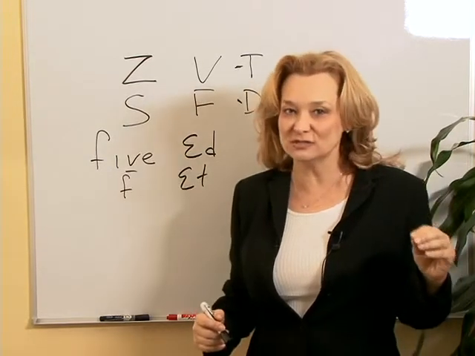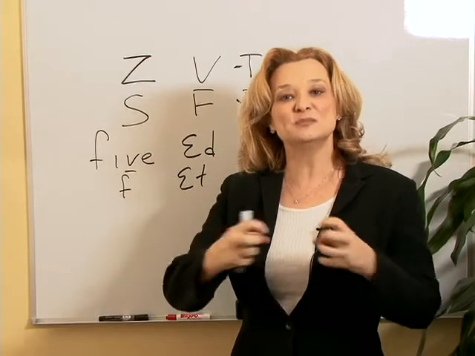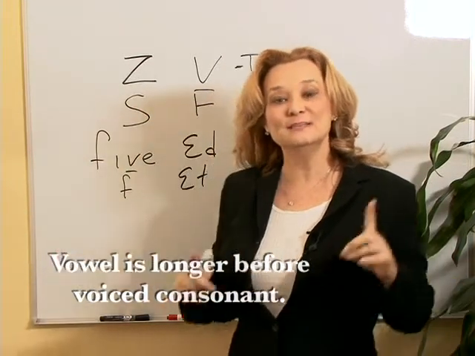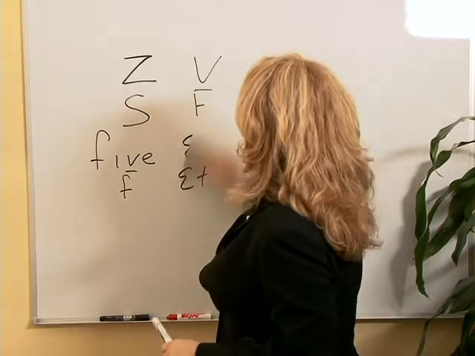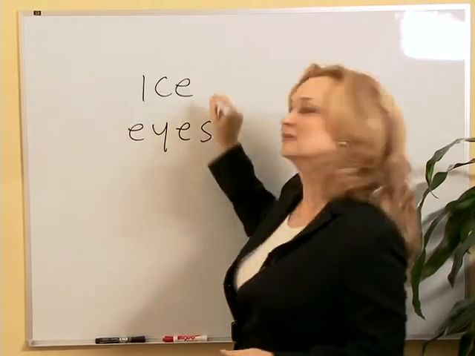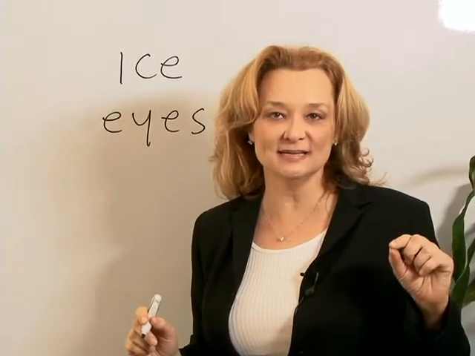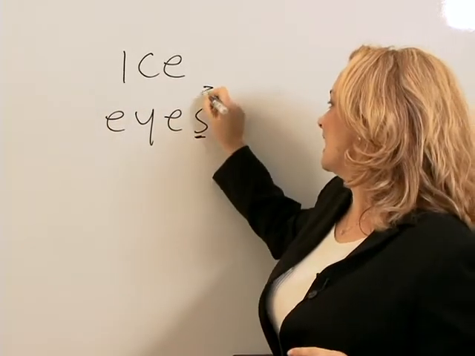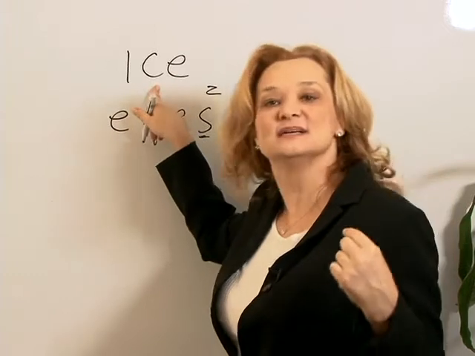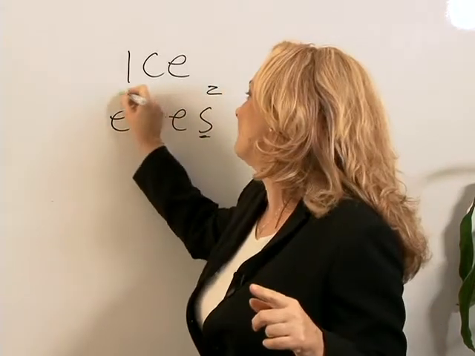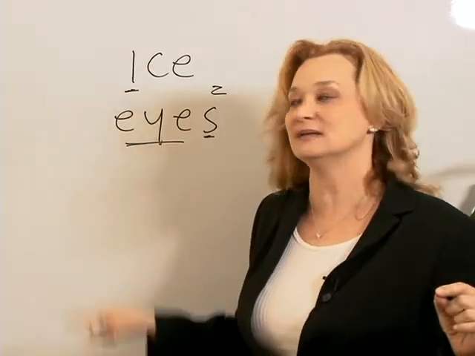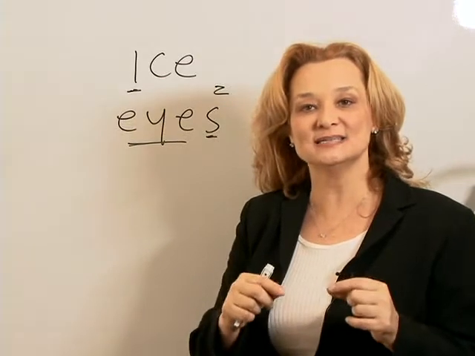Okay, the other reason that it's important to know whether a sound is voiced or voiceless is because the vowel that comes before the voiced sound is longer. Let me explain what I mean. Let's look at these two words. Ice, eyes. Listen to the difference. Ice, eyes. This S is actually pronounced as a Z sound. This is actually Z. This is voiced, and this S is voiceless. Therefore, the vowel sound that comes before is shorter here and longer here. Listen again. Ice, eyes. Ice, eyes.